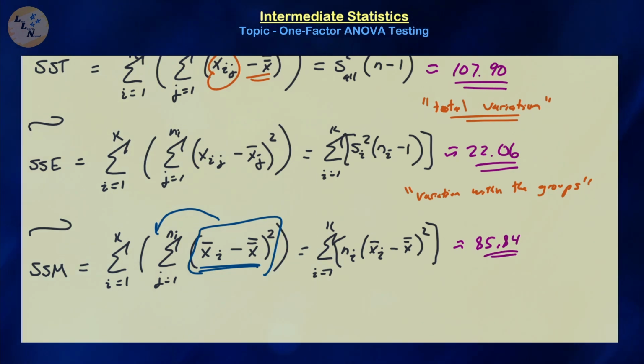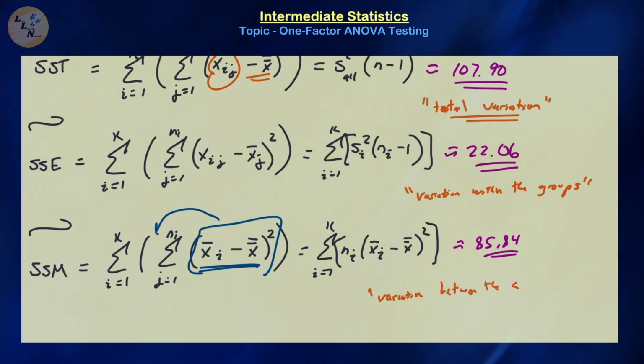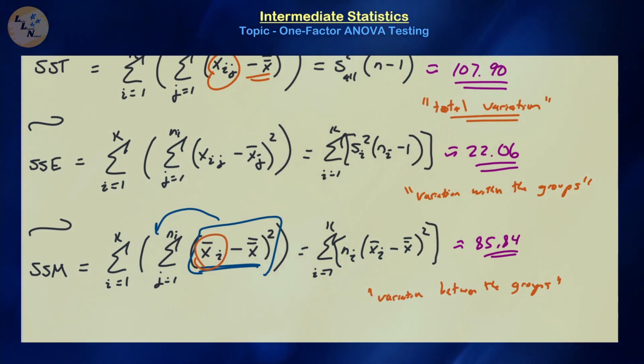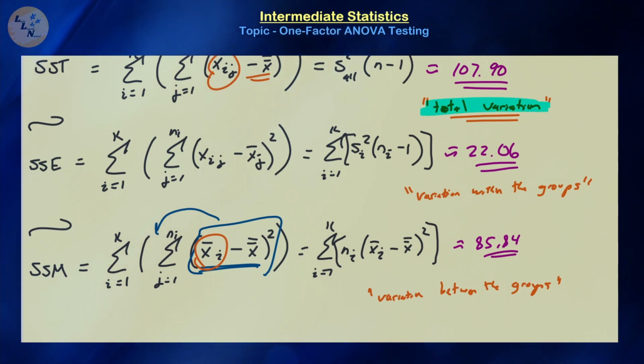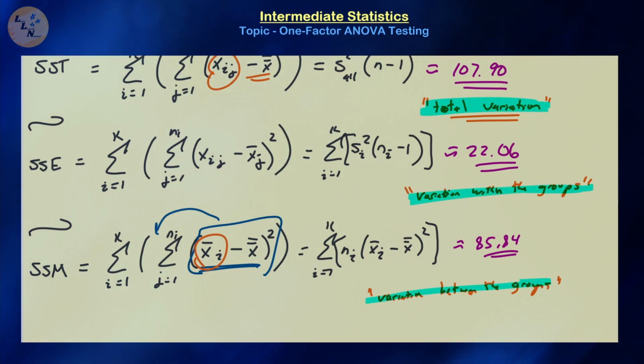In terms of its interpretation, we can interpret this as the variation between the groups, because it is focusing on the group means compared to the average of all of the values in our particular observation. So what we're doing here is taking the total variation and breaking it down into two subcategories, the variation within the groups and the variation between the groups, because the variation within and the variation between the groups should add up to the total variation.